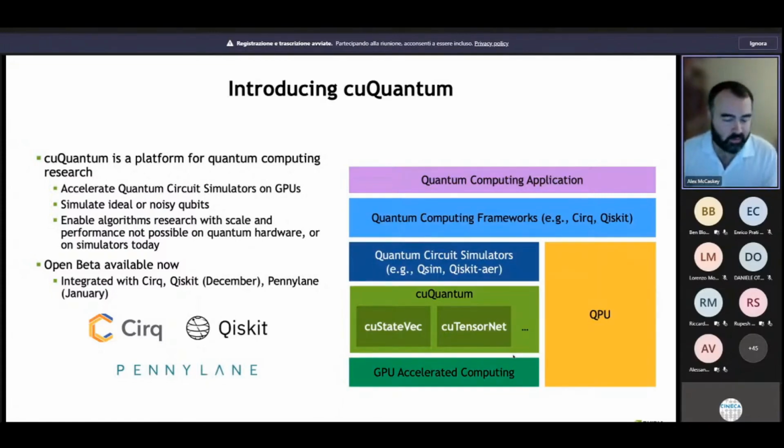And so right now, if you'd like to try this out, QStateVec is publicly available. A public beta is out now. You can go download it, build against it, and use it. It's integrated with Cirq. It's going to be out with Qiskit this month. And PennyLane, which is another machine learning framework, it's coming out for that in January. So we're pretty excited about that.